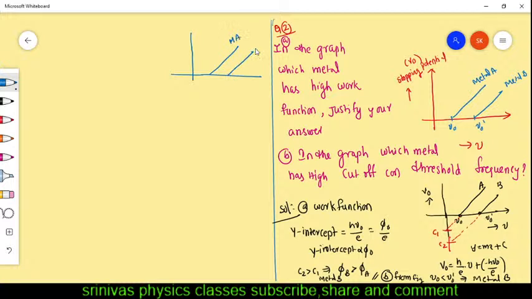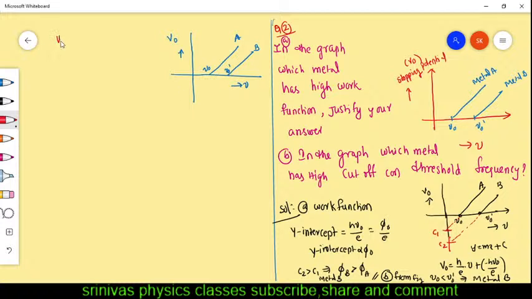This is metal A, this is metal B, this is nu naught, this is nu naught dash. This is the frequency on the x-axis, stopping potential on the y-axis. What they are asking here is, in the given graph, there are two metals, A metal and B metal, and a graph for each. Out of these two metals, which metal has the high work function? That is our question.